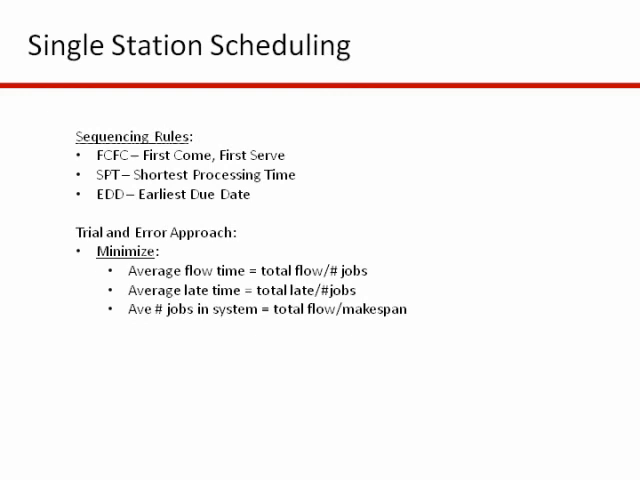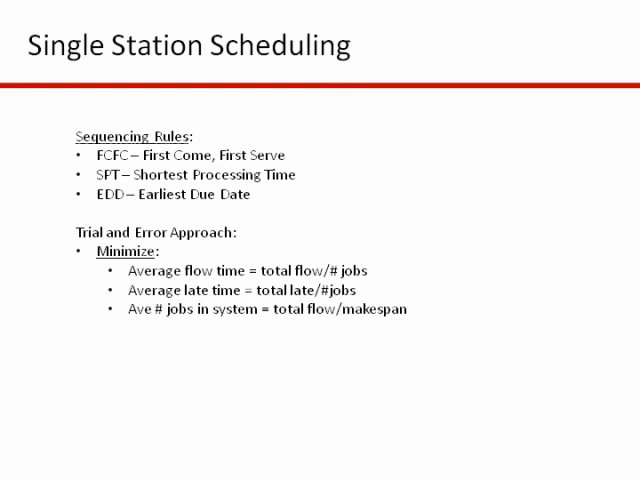The first one is first come, first serve, which means that we're going to sequence the jobs alphabetically through the station. The second sequencing rule is the shortest processing time, so we're going to sequence the shortest jobs first. And then early due date would mean we're going to sequence the earliest due jobs first. We're going to evaluate these various sequencing rules looking at average flow time, average late time, and average number of jobs in the system.